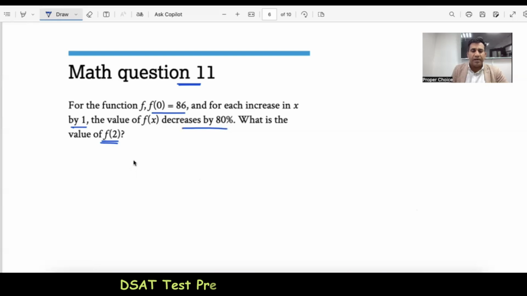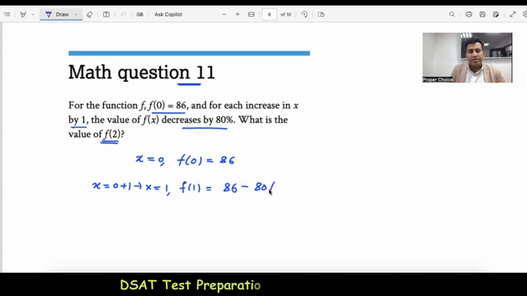So let me write it. When x is equal to 0, f of 0 was 86, which is given to us. When x increases by 1, the new value of x is going to be the previous value plus 1, which is the same as x equal to 1. At x equals 1, what will be the answer of f of 1? As they say, the previous result will be decreasing by 80% to get the result of f of 1. That is 86 minus 80% of that value, 86.